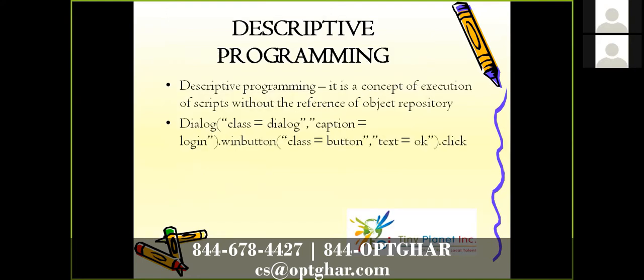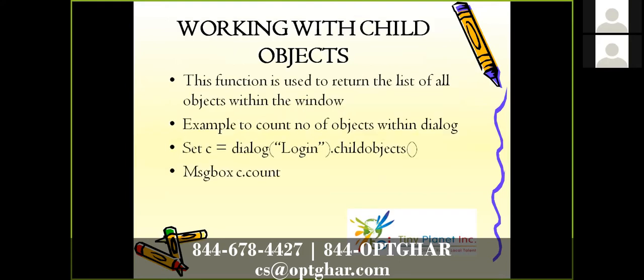One more concept is descriptive programming. Normally, when you add an object to the object repository, it stores the properties of the object to identify it during runtime. Without the object repository, we can identify the objects in the application using descriptive programming. That is the purpose of descriptive programming. How we write that code without the object repository, we will cover in depth. Next, working with child objects. In an application, there will be a lot of objects.